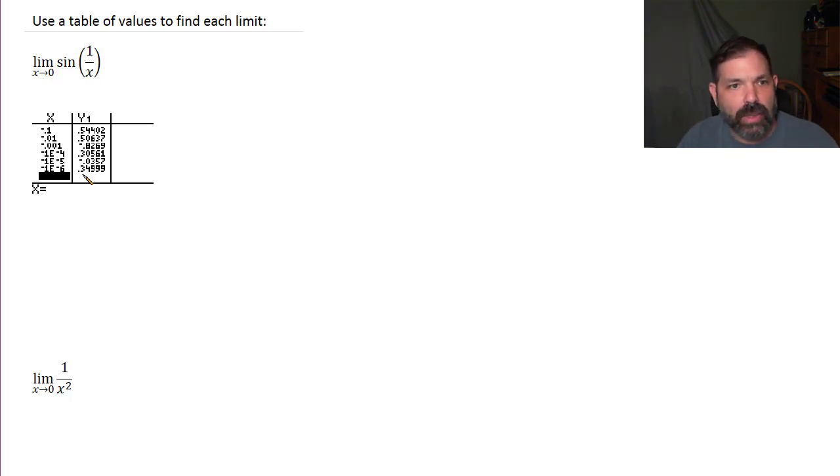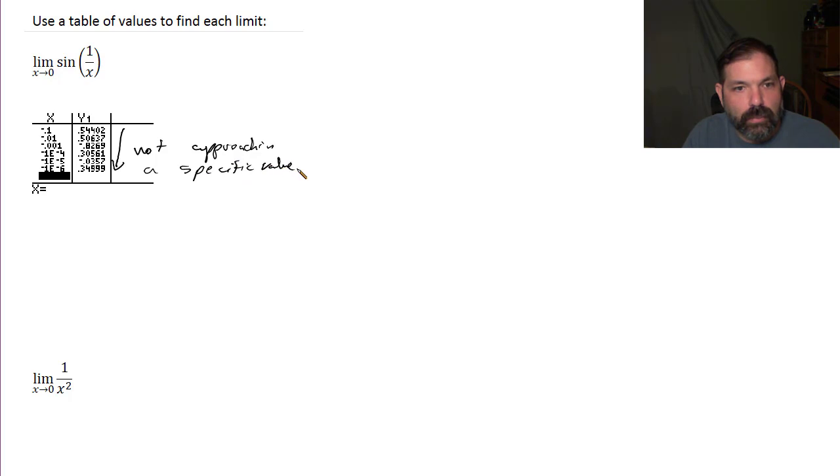So what this tells me, and I don't even have to check the other side, is that these outputs aren't getting close to a specific value. Again, this limit, these are not approaching a specific value. And so what's happening here is, again, this limit does not exist. And from now on, we can abbreviate that with a DNE. Does not exist as a DNE.